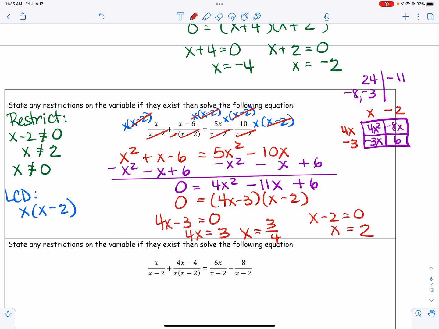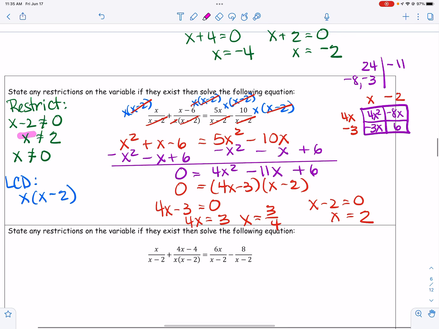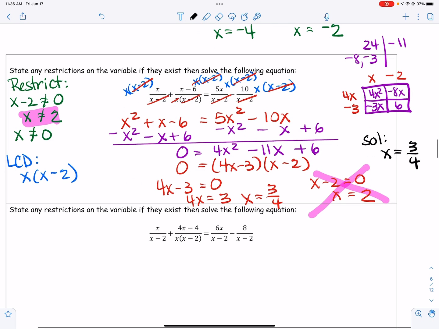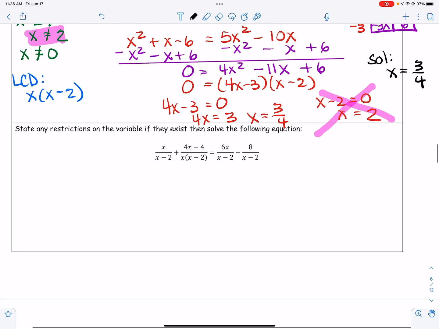And now what you have to do is look that x cannot equal 2 because that is a restriction. So we have to toss this solution out. So my solution is only x is equal to 3/4. And if you put 2 in there, you will lose partial credit because you did not stop to check that answer. Okay, so this one is very similar.